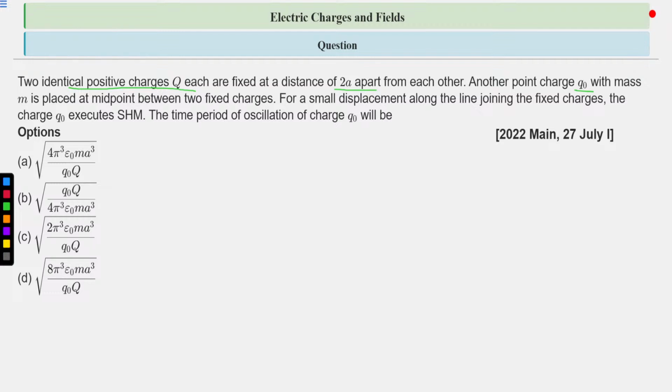These are the four options that are given: root of 4 pi cube epsilon naught m a cube upon Q naught Q; root of Q naught Q by 4 pi cube epsilon naught m a cube; root of 2 pi cube epsilon naught m a cube upon Q naught Q; and root of pi cube epsilon naught m a cube upon Q naught Q. So I will give you some time to think about it.